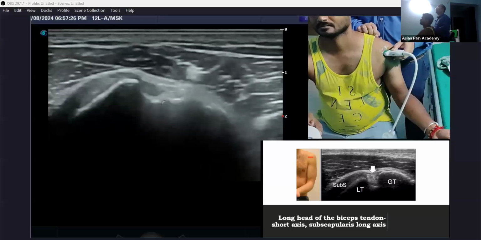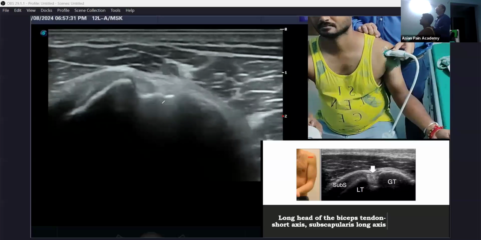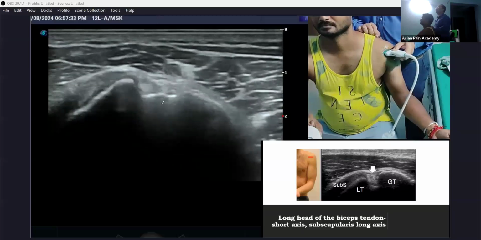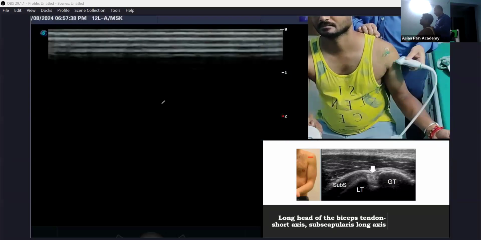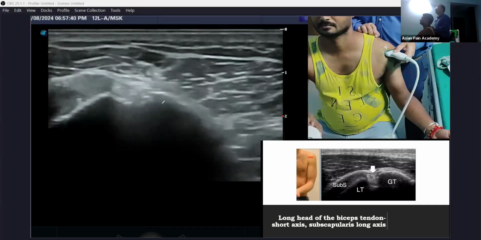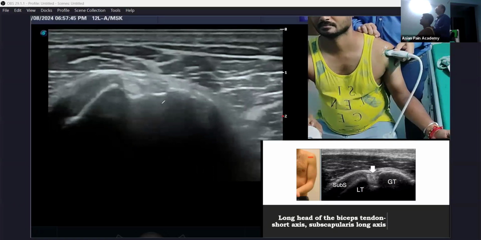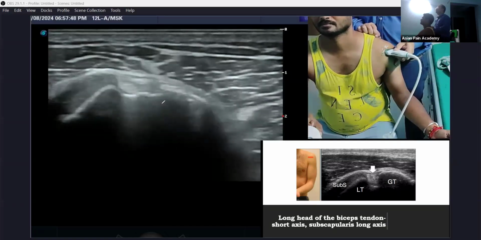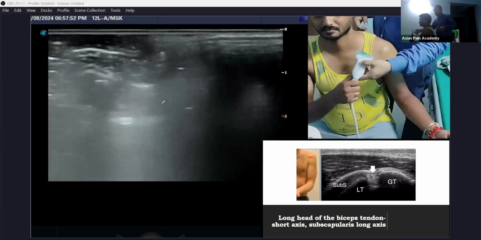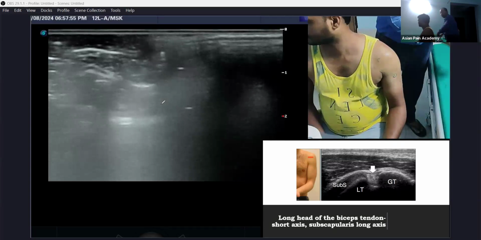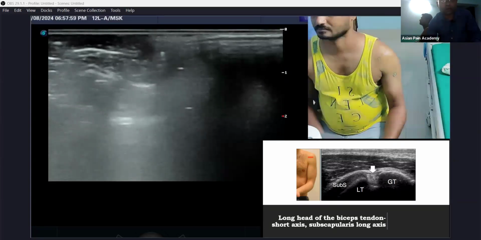So here you have to see by heel toe maneuver or fanning. This is actually fanning. By fanning you should see whether the tendon looks normal or not. Okay, so this is the biceps tendon in short axis. Now I will show you the biceps tendon in long axis.